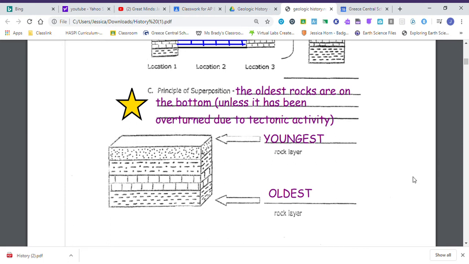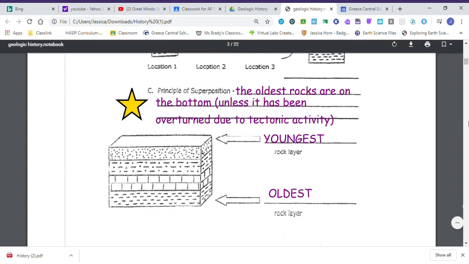All right, here's the ultimate rule when trying to find the age of stuff in the earth. And I put a star next to this because this is probably the most important thing I'm going to talk about today. Here's the hint. The oldest rocks are always going to be on the bottom. Oldest is always on the bottom unless it's been overturned because of an earthquake or a volcano. Okay, so the general rule is that oldest is always on the bottom, youngest is always on the top. Bam, done. That's how we can age rocks.